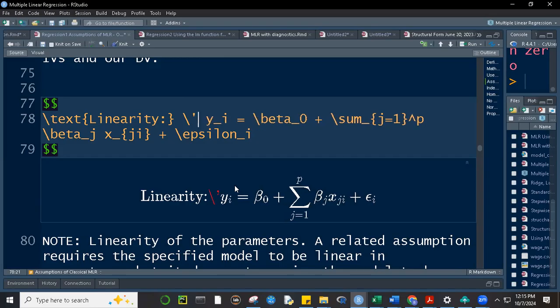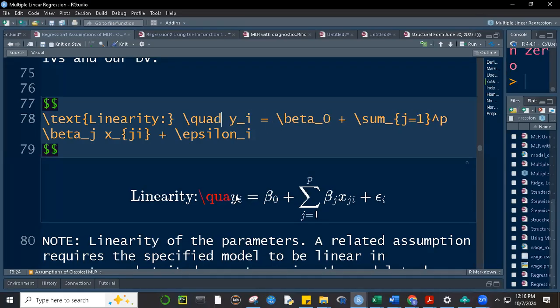Comma, sorry, comma pala. Comma, the smallest space. Then semicolon, a little bigger. Semicolon. And then colon, the bigger one, no? And then the quad, it means put a space. Linearity and then space, no? So I just want to put a space between linearity and y sub i.